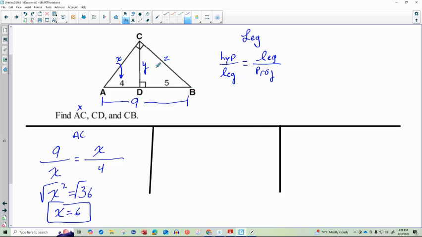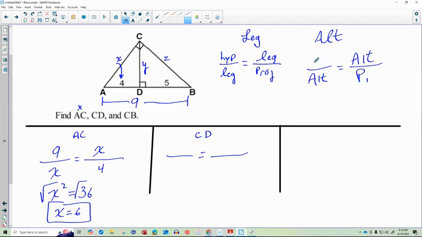All right, let's move on to our CD. CD is y, and CD is an altitude. So that's going to be the altitude rule. And the altitude rule is altitude over part 1 equals part 2 over altitude. I know I mixed those up. Doesn't matter. You can put them either place.